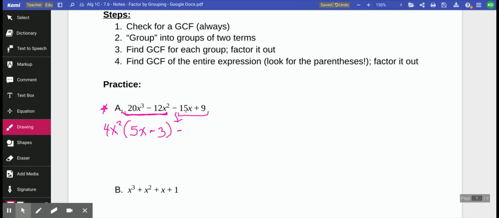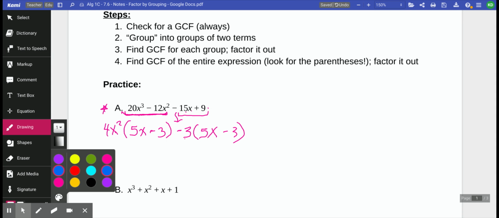So now I'm going to look at 15x and 9. They are both multiples of 3, so I'm going to factor out a negative 3 from both of these. So this is where the signs do matter. So we're going to think negative 3 times what makes 15x? Well, I'm going to need a 5 to make the negative 15, and I need an x to make the x. And then negative 3 times what makes positive 9? Well, negative 3 times negative 3 makes positive 9.